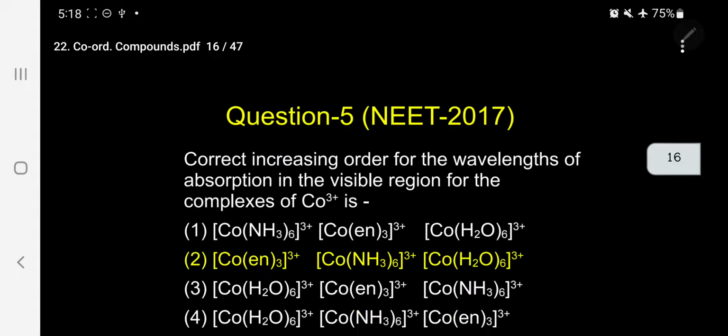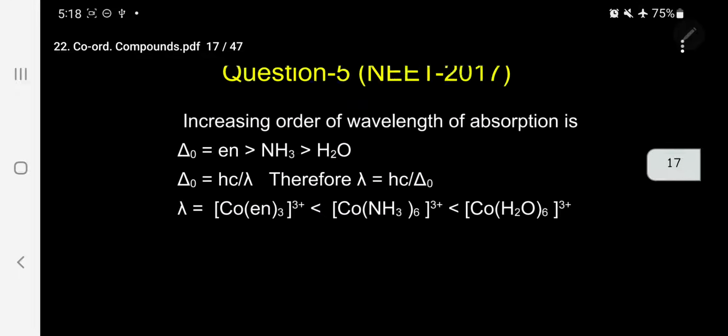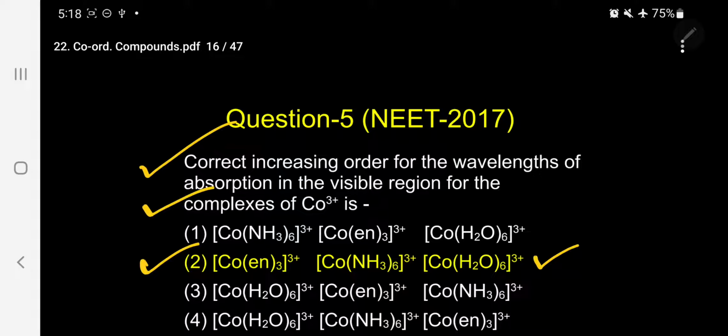Next, question 5. Here, unfortunately, the answer is also written. It should be in white form. Sorry for that. So, what is the correct increasing order for the wavelength of absorption in the visible region of the complex of Co3+? Assume this is also in white color, so the answer is not visible. It is a mistake. I have not given it in this; I have to convert it into white form.